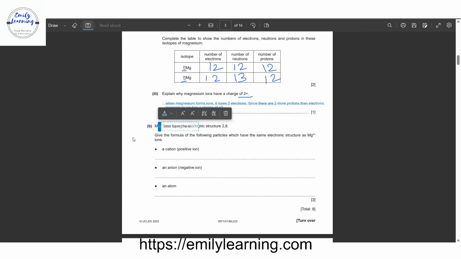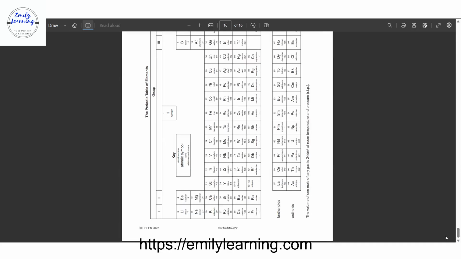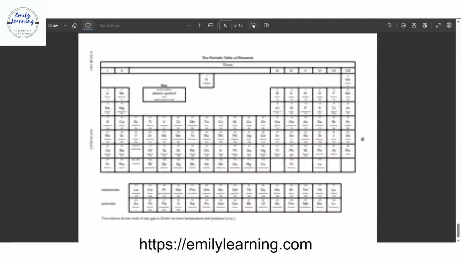Next, let's take a look at B. Magnesium ion has the electronic structure of 2,8. Give the formula of the following particles which has the same electronic structure as Mg2+. So you want a cation that has an electronic structure of 2,8, an anion that has an electronic configuration of 2,8, and an atom that has an electronic configuration of 2,8. To do so, we need to take a look at the periodic table. So let's go to the last page where the periodic table is located.